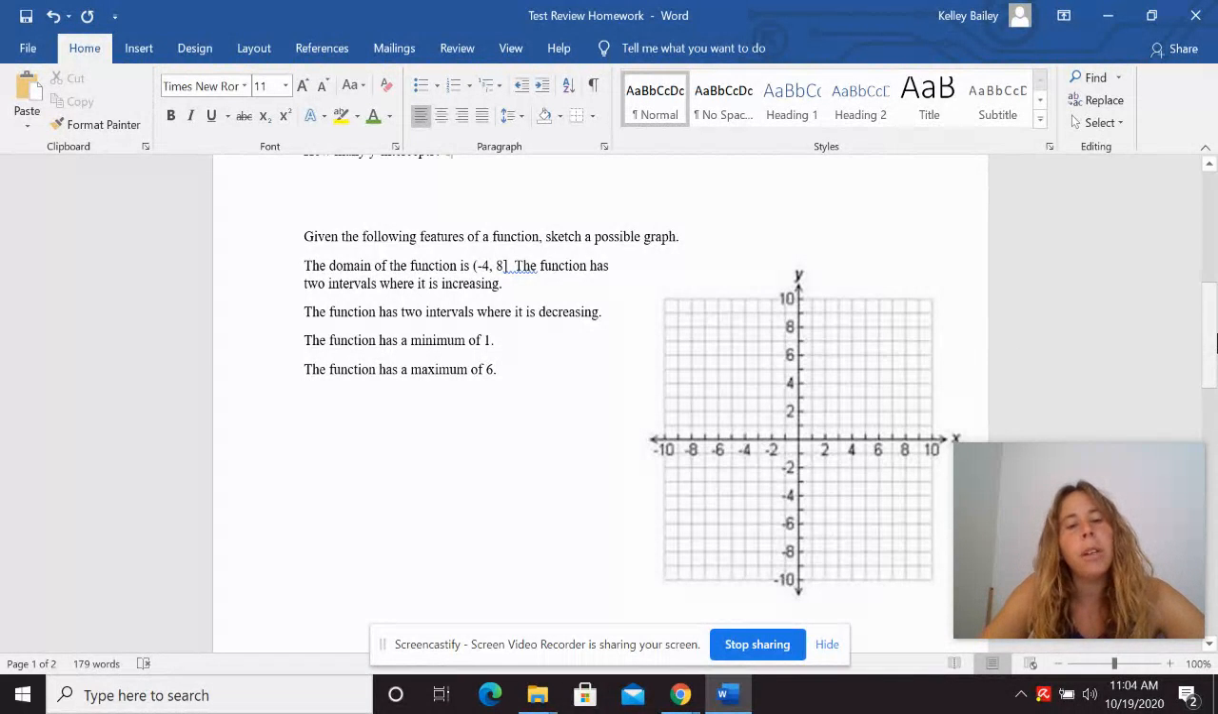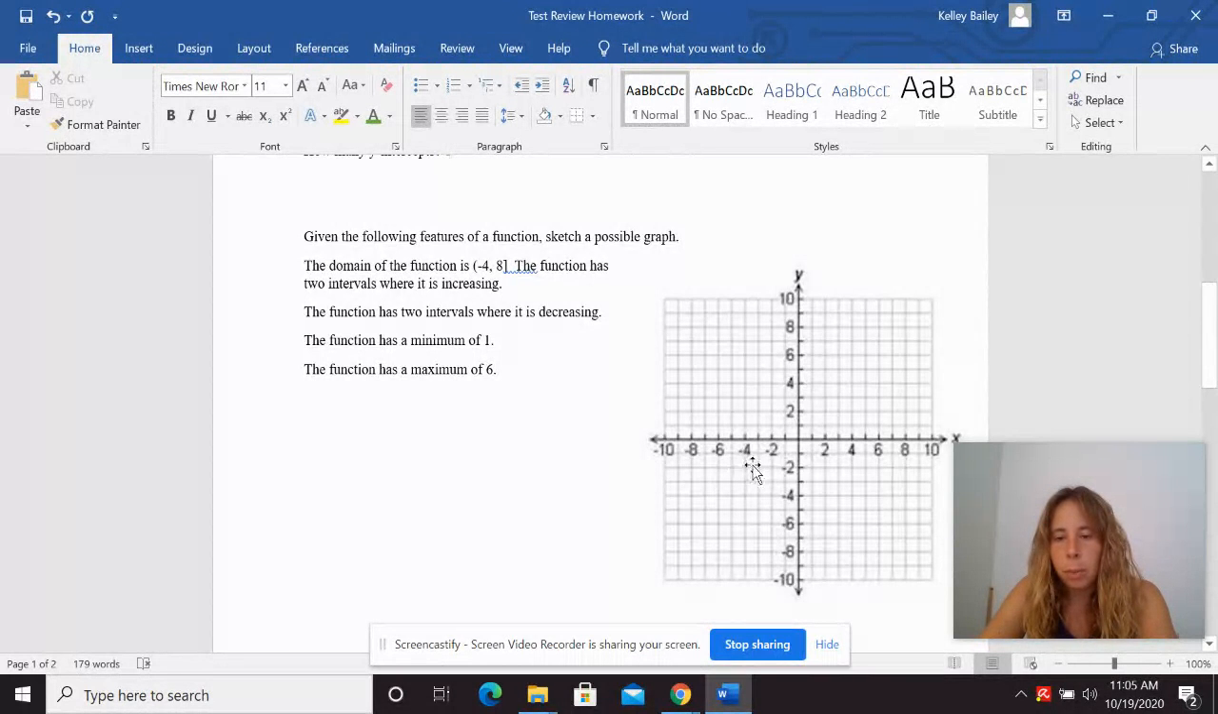So it says, given the following features of a function, sketch a possible graph. I like to focus on pulling out the domain, the max, and the min first. And then you can draw in your intervals however you need to fill that space. So my domain is -4 to 8. So -4, right there. X equals -4 all the way to x equals 8. Okay, and there's a parenthesis. So that means there's going to be an open circle where x is equal to -4. And then there's a bracket, so it's going to be closed at x equals 8.